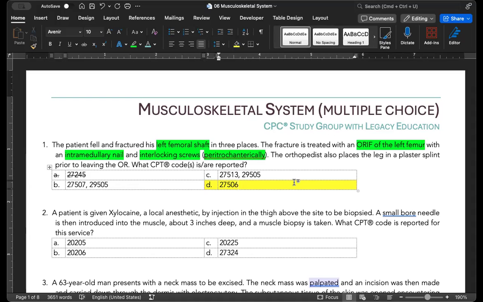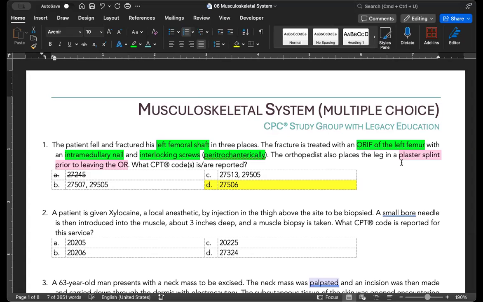Why are we not also coding the plaster splint that was placed prior to leaving the OR? Why are we only coding the fracture treatment and not the splint placement? Isn't that, anybody know? Go ahead. Isn't it already included with the treatment? Yep. Yep. So that initial, you've got a guideline around your casts and strapping.